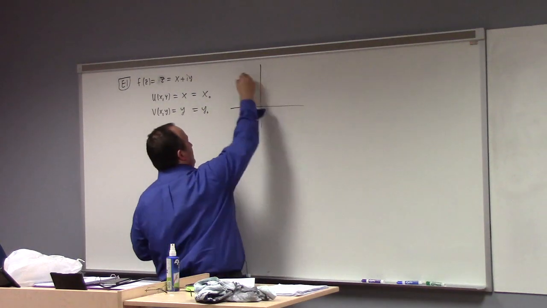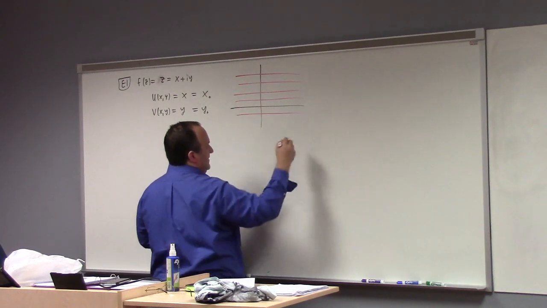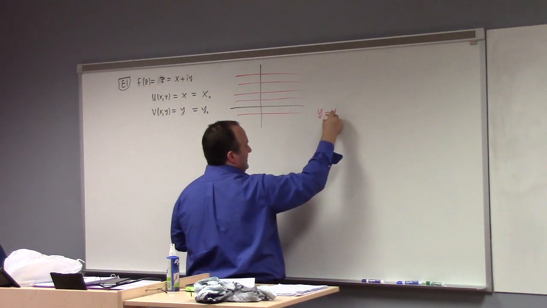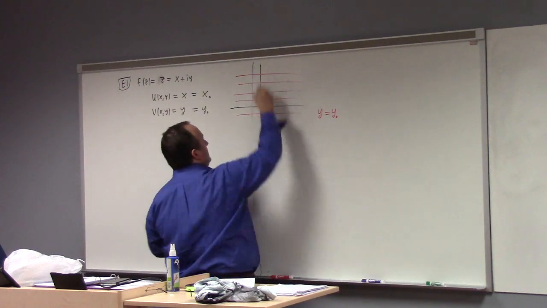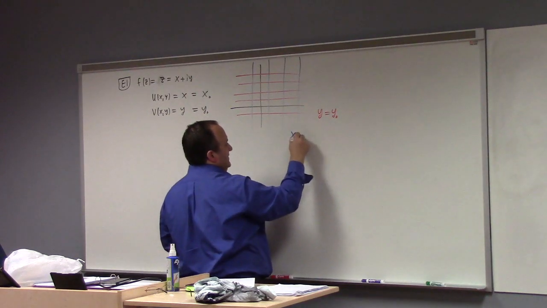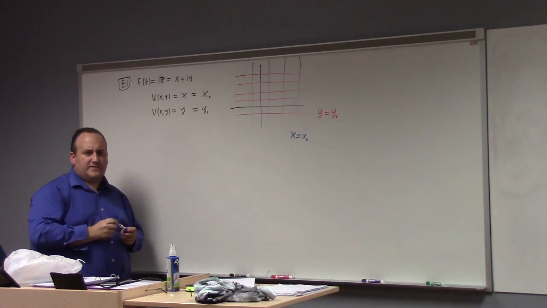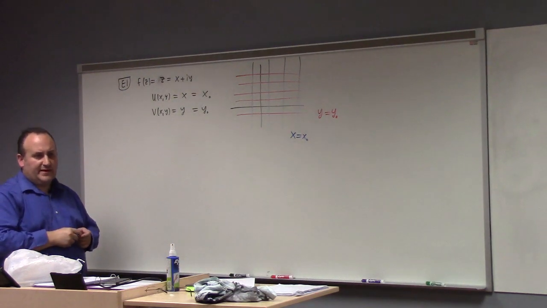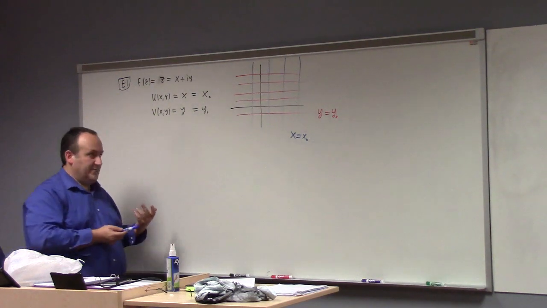I don't want to spend a lot of time on this because it's kind of boring, but here are the level curves: y equals y naught, horizontal lines, and x equals x naught, the vertical lines. Those are orthogonal trajectories, wherever they meet at a right angle. Is this just because it's z, or is this something that always happens?